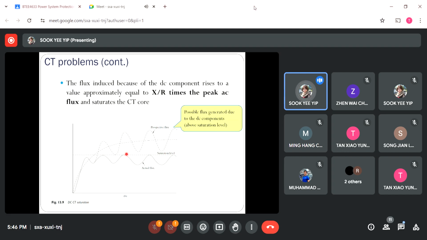We need to know what would be the magnitudes of the fault current that come with these DC components, in which it will not cause the flux generated here to be higher than the saturation level, else the current transformer is unable to work properly. So this is basically another problem we could find whenever we use current transformers for current measurements.